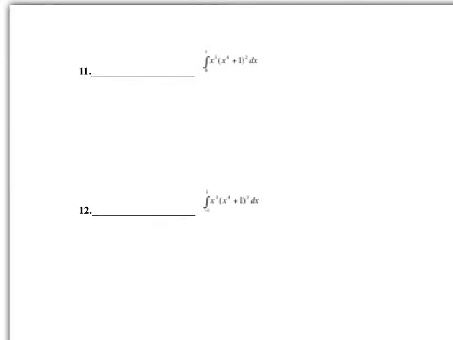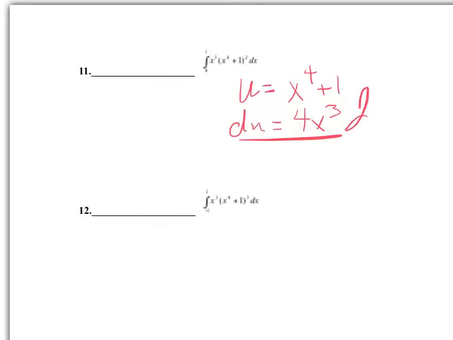All right, part 2, number 11 here. It says this one will need to let u equal x to the 4th plus 1, which means du then is equal to 4x to the third dx. Again, I have everything I need there and there, except for I don't have the 1/4. So we'll put that out in front, 1/4 the integral of u to the third du.